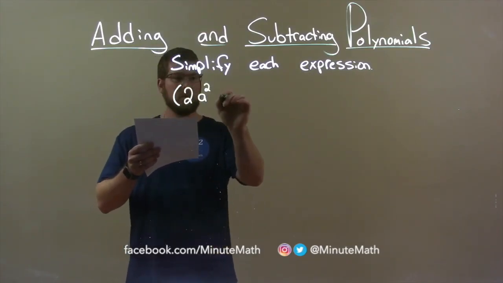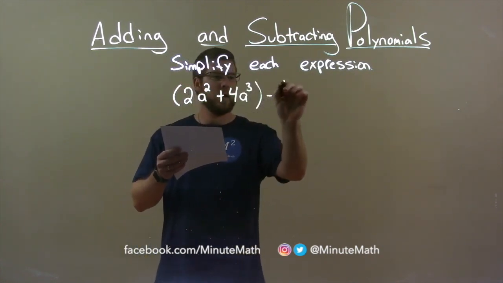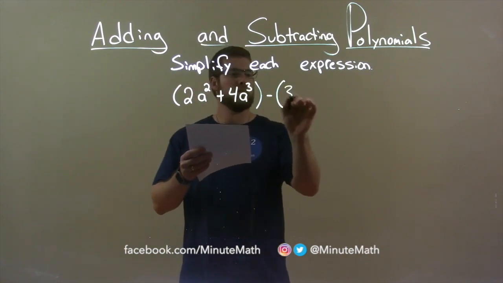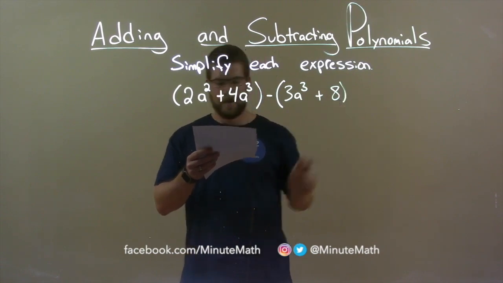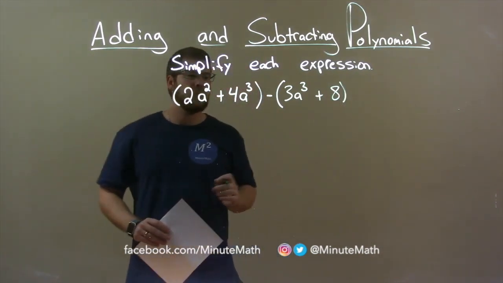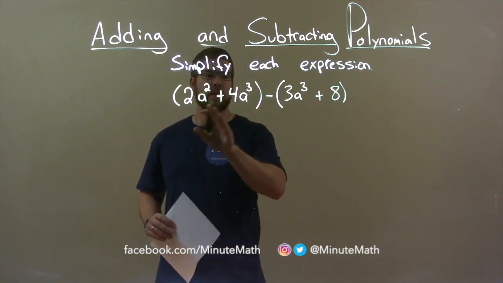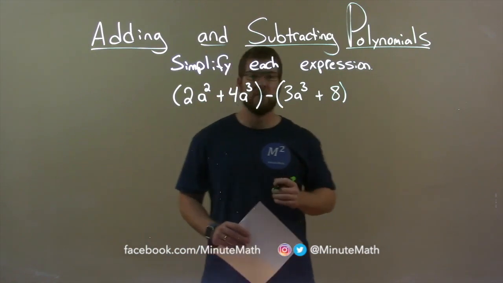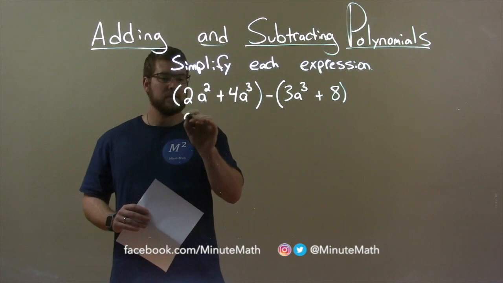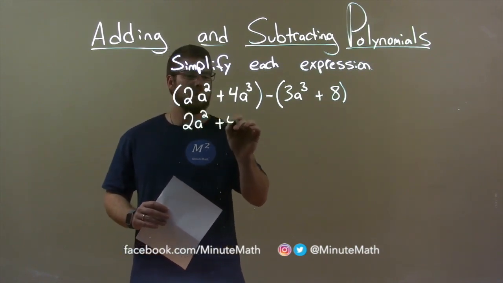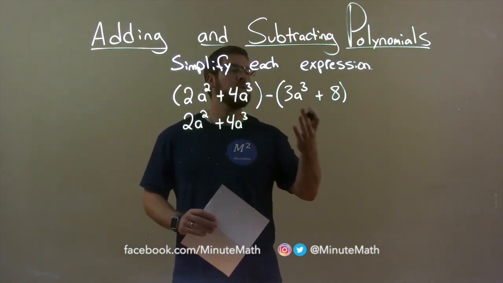2a squared plus 4a to the third minus, second parenthesis, 3a to the third plus 8. Well, I see my subtraction sign here in between the two. I know I'm going to have to distribute. I always check to make sure that there's no like terms within each parenthesis that I can simplify, and there's not. So the left part here, 2a squared plus 4a to the third, we can just rewrite. The minus sign, I need to distribute that within my parenthesis.